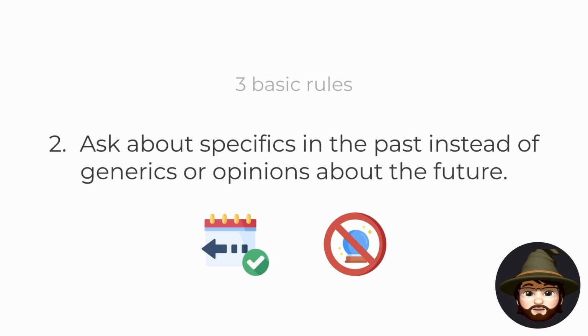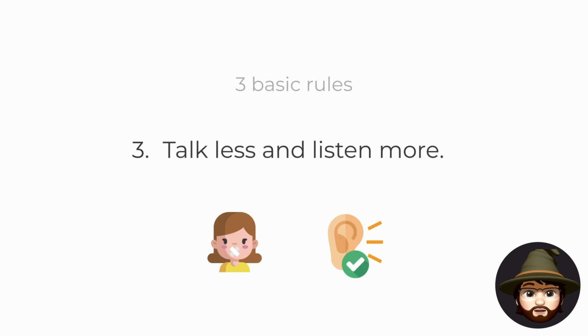Now, following the line of getting facts from the customer, the second rule is to ask about specifics in the past instead of any opinion about the future. And this goes with good questions like, tell me about the last time you did this, or how do you feel when this happened, or what solution are you using right now to solve this problem? All of these type of questions are getting facts from the customer instead of assumptions or opinions about what may happen in the future. And last rule we have is talk less and listen more.